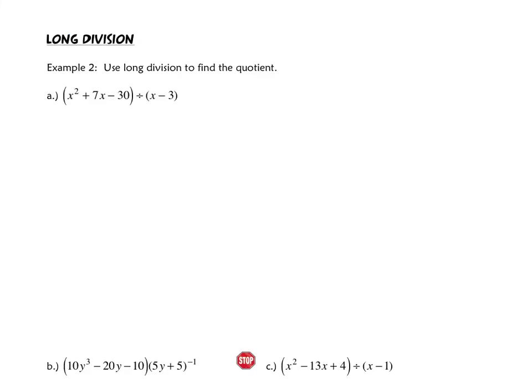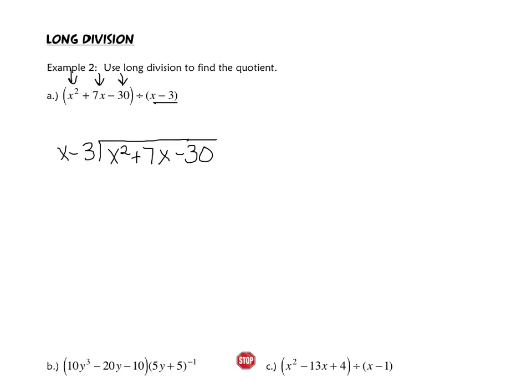The second part of today's lesson is long division, and you use long division when your divisor is more than one term. In this case, it has two terms. So we're going to set it up the way we would long division with all numbers. The x minus 3 goes on the outside, and on the inside you put the dividend, which in this case is x squared plus 7x minus 30. One thing that you do have to be careful of is that you have all your terms of x. So if we start with an x squared, we should have an x term, which we do, and then you should have your constant term, which we do.